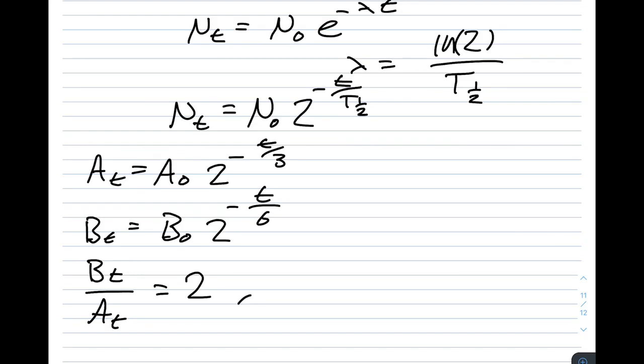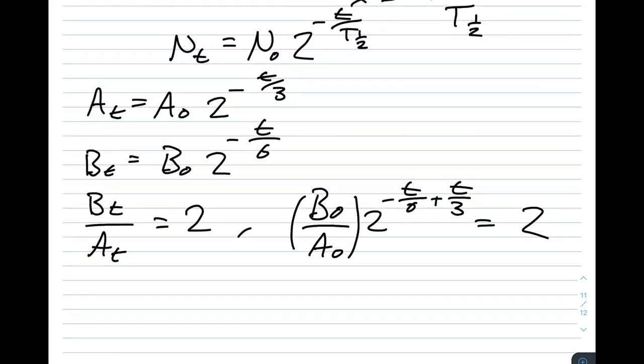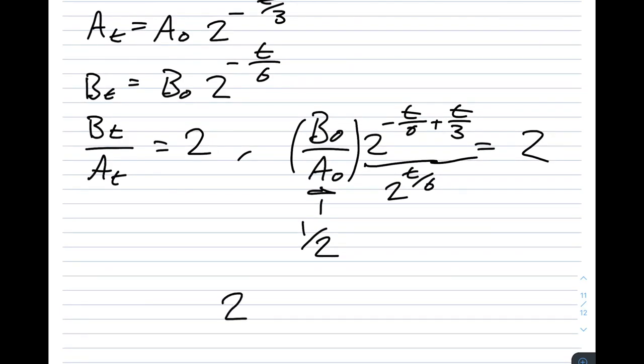So using those two expressions we have, this tells us that we are looking for when B0 over A0 times 2 to the minus t over 6 plus t over 3 is equal to 2. Now we know that B0 over A0, that is right at the beginning, is equal to a half, because we have twice as much A0 as we do B0, and we can simplify this exponential as just 2 to the t over 6. So if we put all that together, we get 2 to the t over 6 is equal to 4, moving this half to the right-hand side.